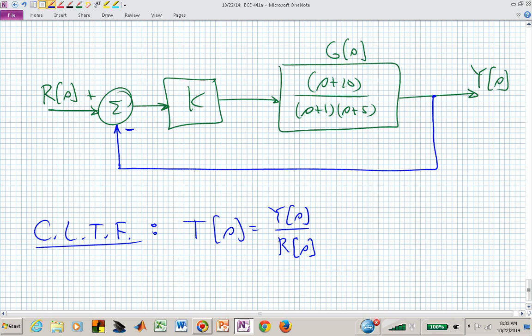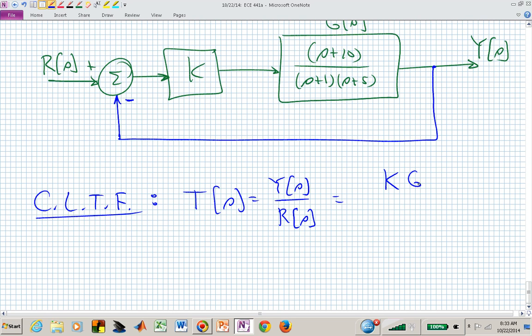But you can go further than that, right? What is it for this way in terms of just K and G? KG over 1 plus KG. It's kind of KG, isn't it? Oh, that was pretty lame, but anyway. We have KG over 1 plus KG. We're okay on that, right?